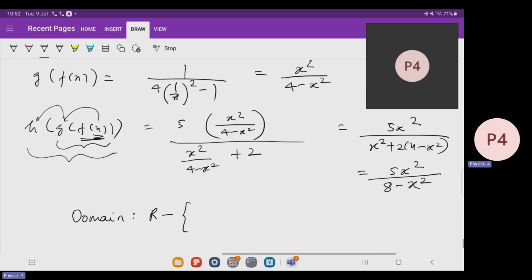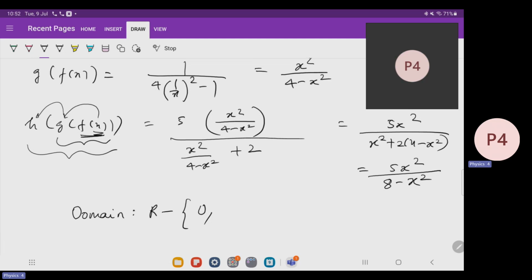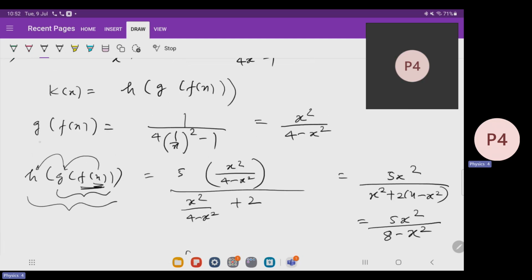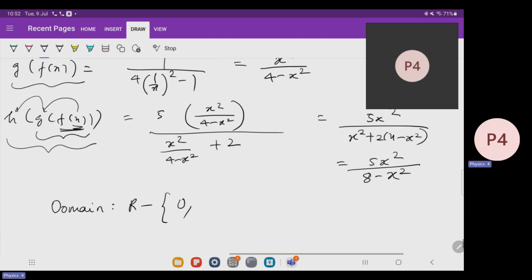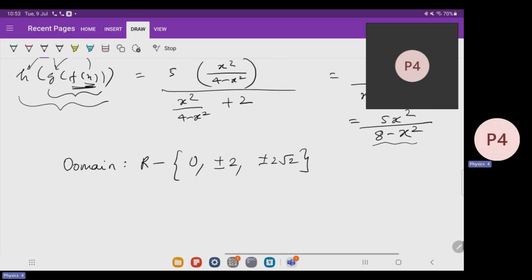So x cannot be 0 first, because f(x) will not take that value. Now g(f(x)), again the denominator cannot be 0, so x cannot be plus or minus 2. Then h(g(f(x))), so here x cannot be plus or minus 2 root 2. This is going to be the domain of the function k(x).